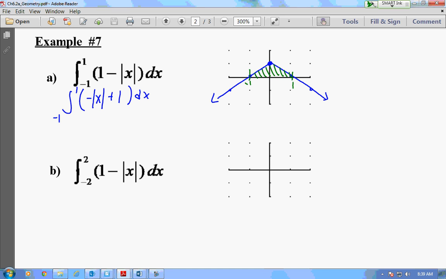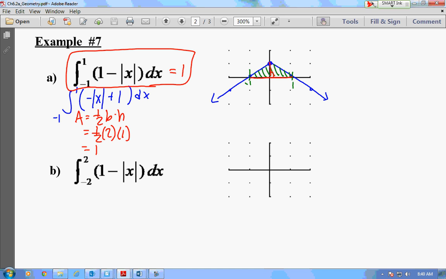Is that area positive or negative? It's above the x-axis, so it's positive. It's a triangle. So what's the area of a triangle? You can do the two individual triangles, or you can use this as the height as long as height is perpendicular to the base. So we can say area equals 1/2 base times height. The base was 2, height is 1. So you get 1. So I would do the whole integral equals 1 and box it.